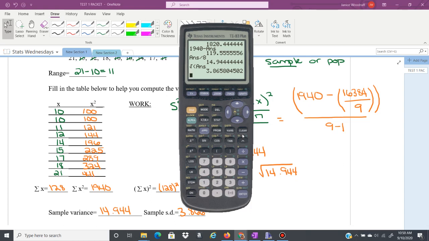Okay, so we're going to put this in our list. We're going to go to Stat and then Edit, and I'm going to enter this in L1. If you already have something in L1, scroll up, hit Clear. Do not hit Delete because you'll delete the entire L1. So hit Clear and then Enter, and it'll clear that for you. I'm just going to enter these X values as I have them written down.